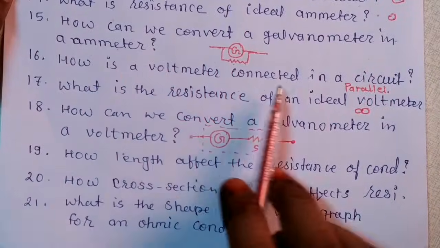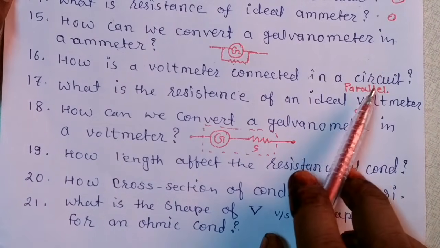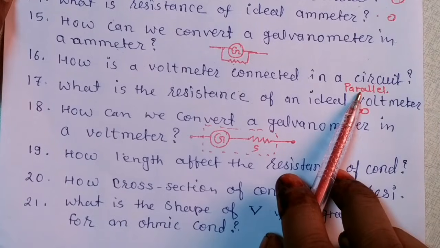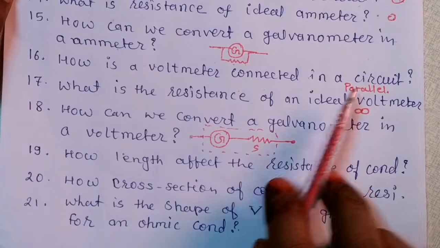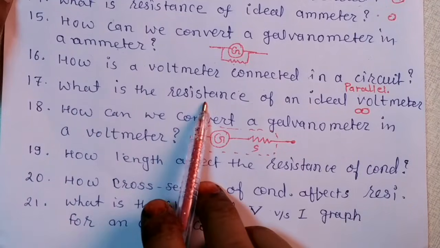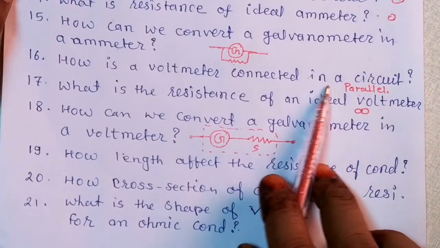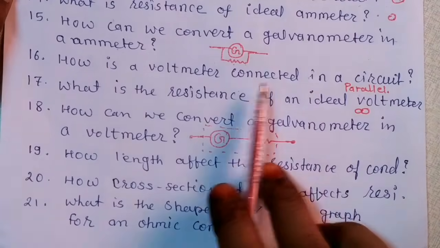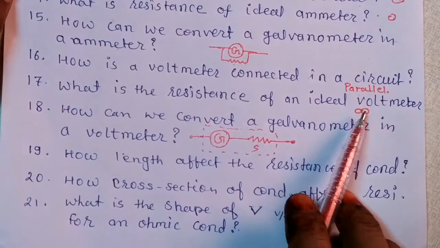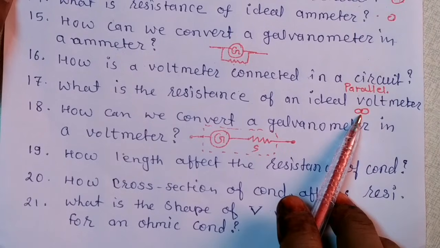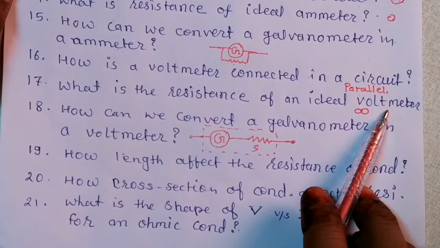How is a voltmeter connected in a circuit? It is always connected in parallel with the circuit. What is the resistance of an ideal voltmeter? Since no current passes through the voltmeter, its resistance should be infinite for an ideal voltmeter.